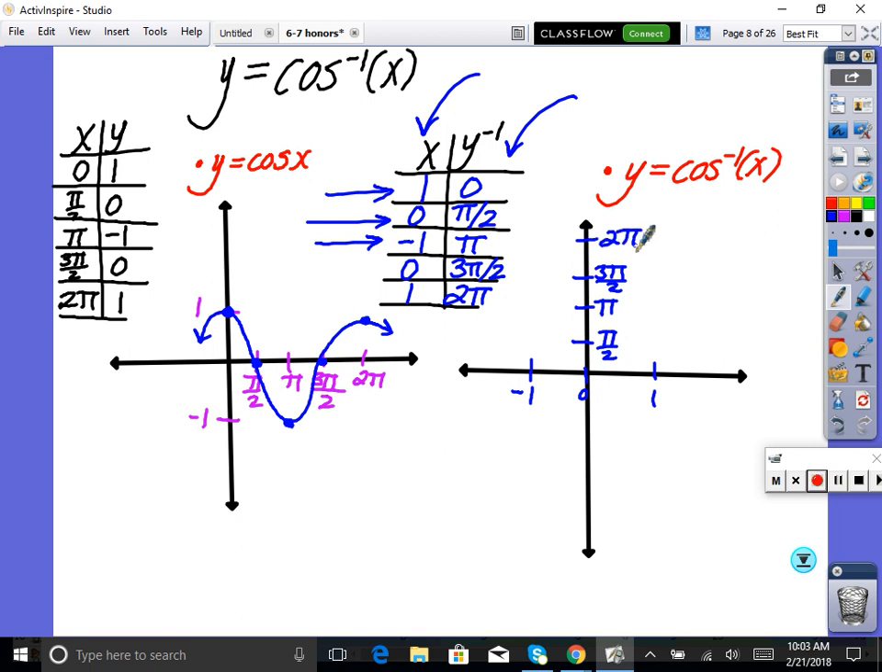Okay, I'm going to start plotting points here. So over 1, up 0. Boom. There's my first point. Over 0, up pi halves. Awesome. So we've gone like this. Boom. And then over -1 up to pi. So then we're coming up. And then we're going over 0 up 3 pi halves.